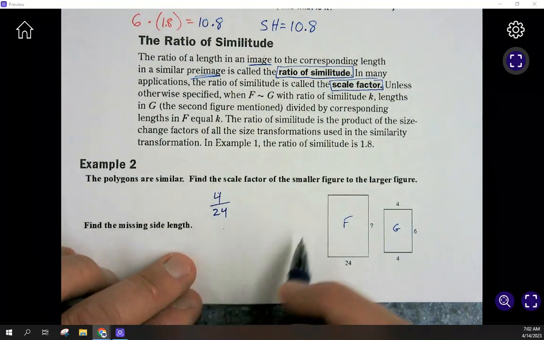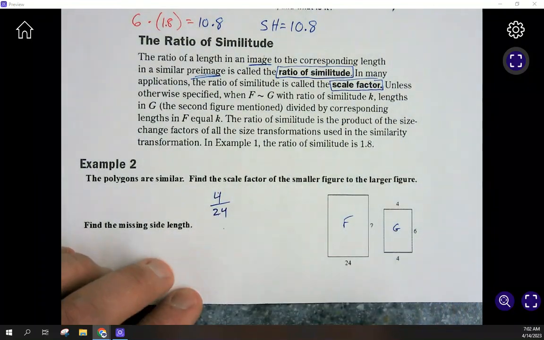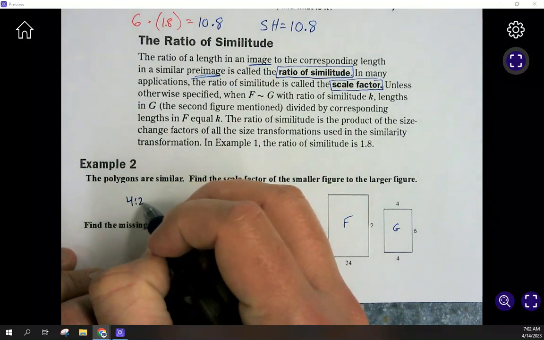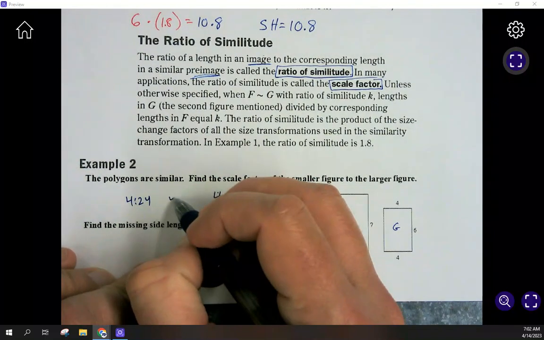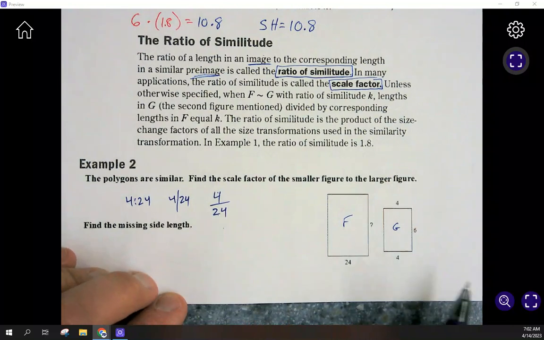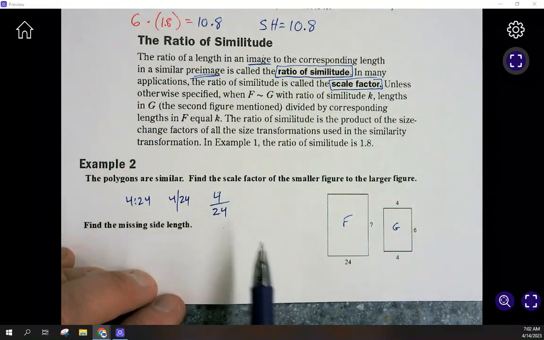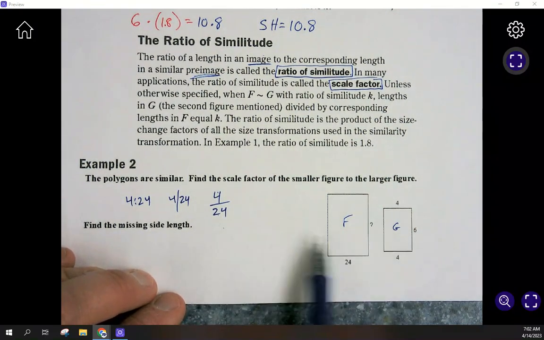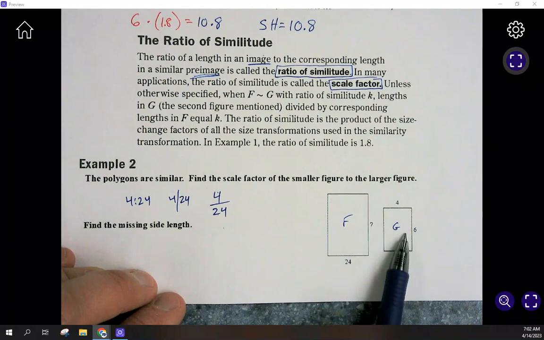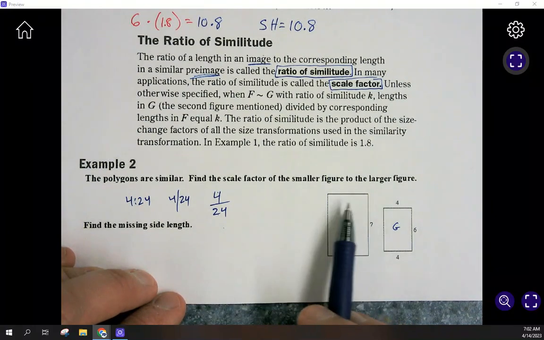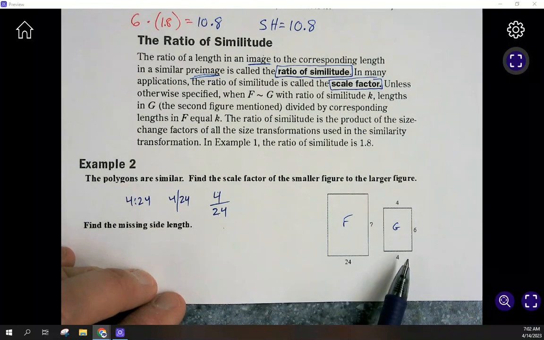This is a ratio. If they say find a ratio, this is a ratio. Remember that you can write it 4 to 24 like this. You can write it 4 to 24 like this. Notice that it's not 24 to 4. That would be going the other direction. That would be if we started with this as F and then it became G. They're going to be similar, which means all of the angles are the same, and it also means that all of the sides are in proportion.